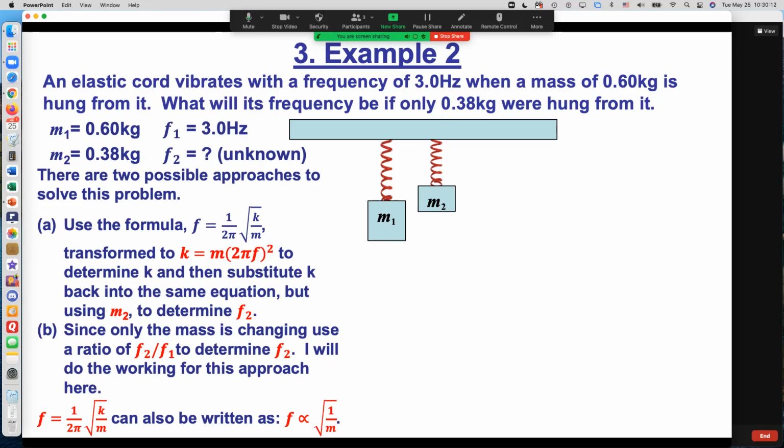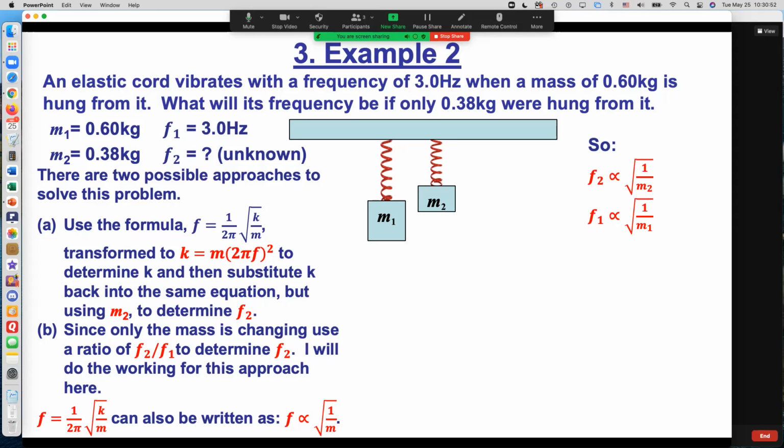So f equals 1 over 2 pi root k over m can actually be written as the frequency is proportional to the square root of 1 over m, right? Because now the constant of proportionality is 1 over 2 pi times the square root of k. That's what I pulled out. I do that because people get anxious when they see lots of things here. So I'm simplifying this equation by putting a proportional sign in there.